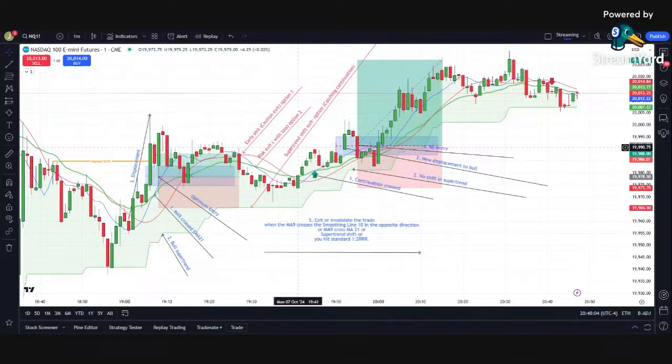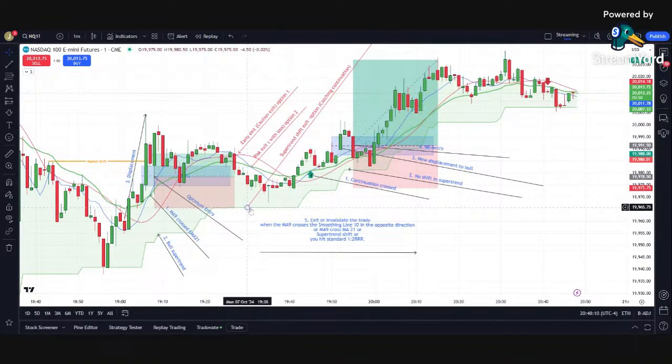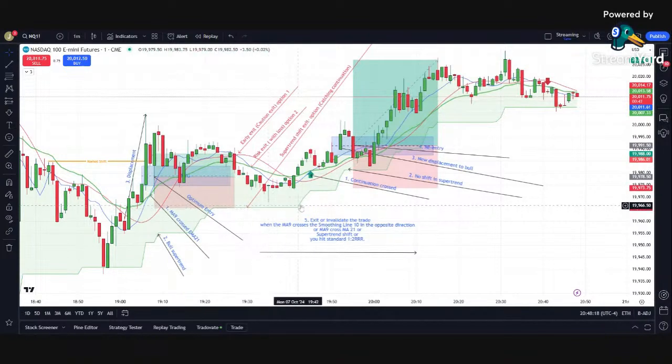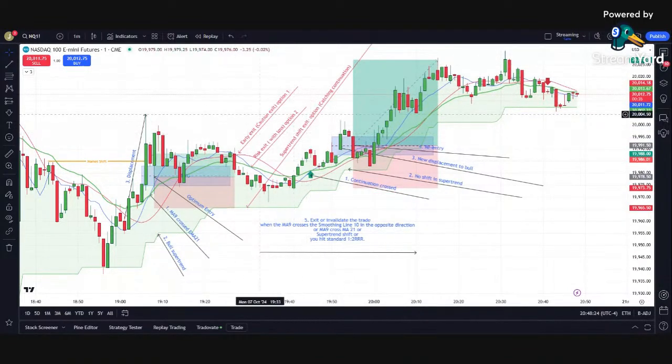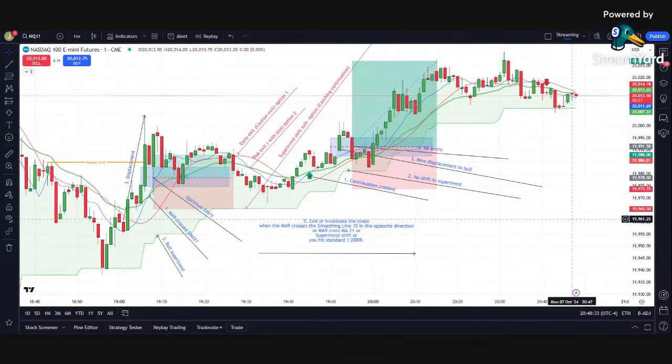Then option number three is the Supertrend shift exit. If you choose option number three, you did not hit your stop loss because the price just went here, and you catch this move. So it's up to you. But if you exit here, you can wait for a continuation trade. So a continuation trade is this trade.